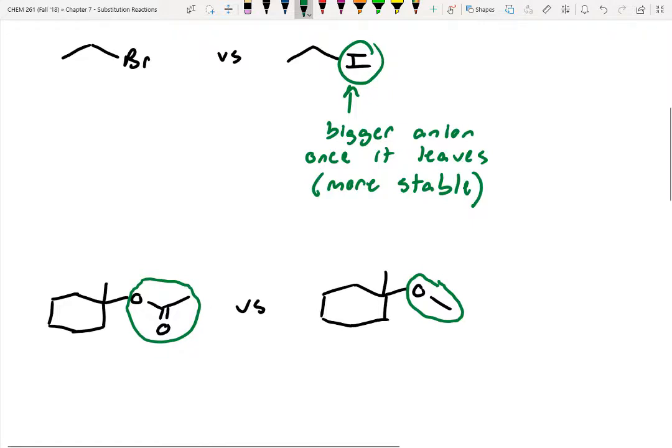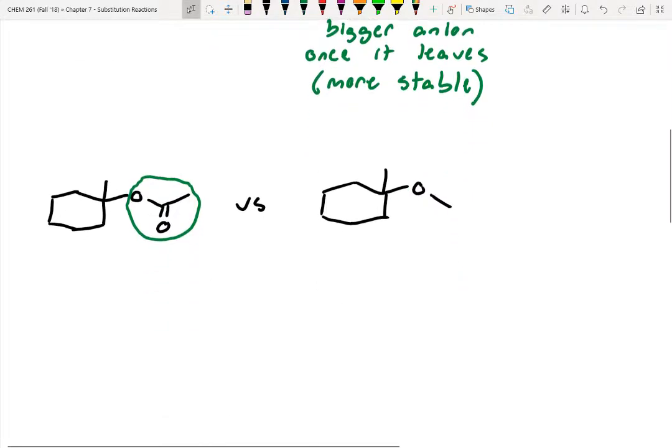One on the left, and why is that? Resonance. Anion due to resonance.